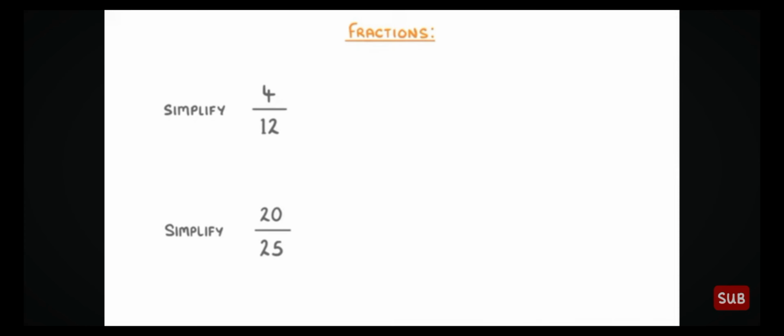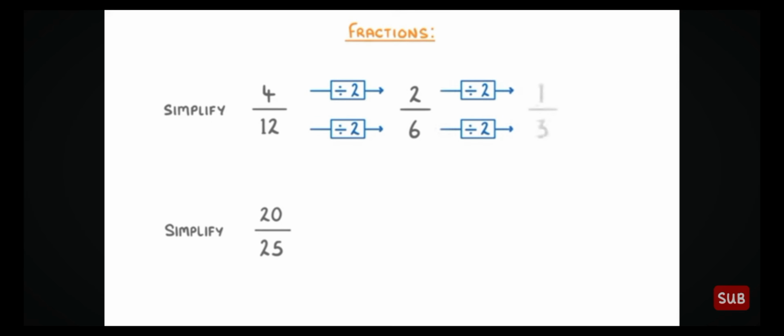Let's have a go at these 2 questions. In this first one, we need to simplify the fraction 4/12. The quick way to do this would be to divide top and bottom by 4, which gives us 1/3 straight away. However, you could also have done it by dividing by 2 first to get 2/6, and then by 2 again to get 1/3. Either way, you end up with the same correct answer.